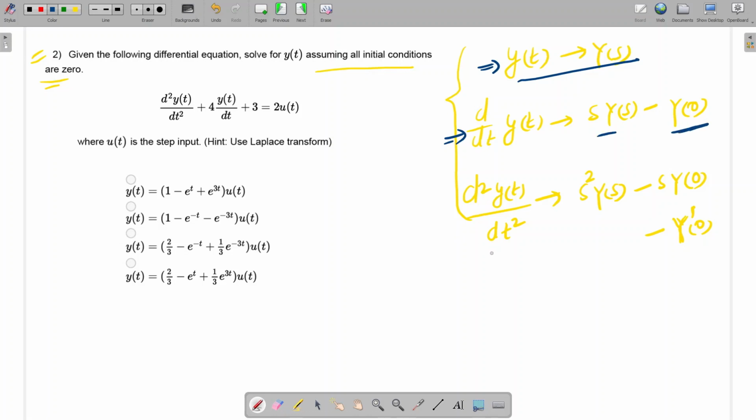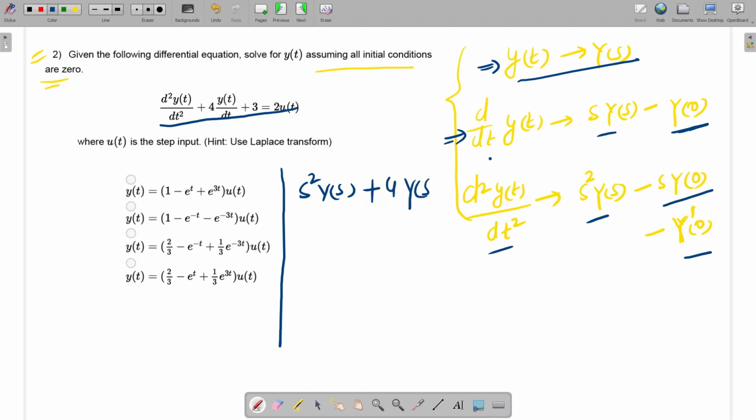Again, the Laplace of d squared y(t) by dt squared will be s squared Y(s) minus s y(0) minus y dash 0. But here all initial conditions are 0, so these terms will be 0. So we can directly apply Laplace here. It will be s squared into Y(s), this first term, plus 4 s Y(s), since y(0) is 0, plus 3, and the right side is 2 times a step function, whose Laplace will be 1 divided by s. So this will be 2 by s.